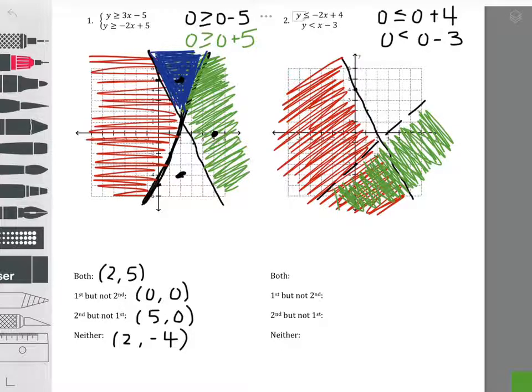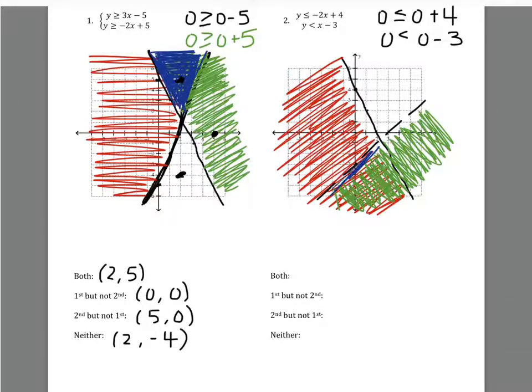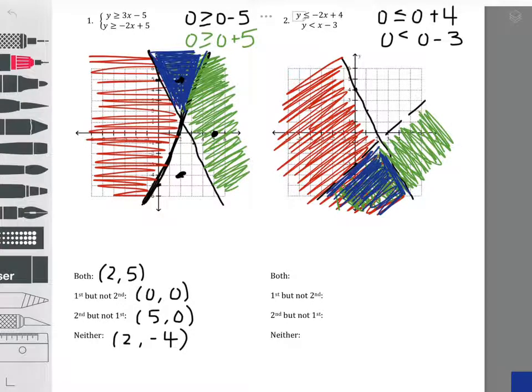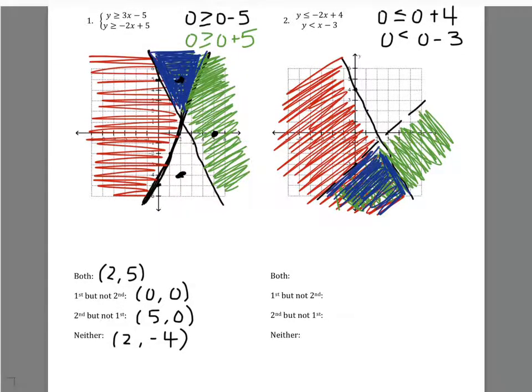Which region was being shaded twice? Have you seen that? This is the region that's being shaded twice. So I'm going to darken it with the third color. And then the last section, what would be the points that satisfy both of them? Again, the region being shaded twice, which I mark in color blue.